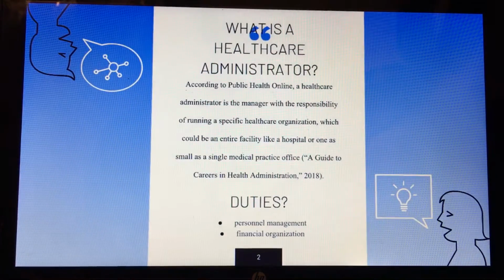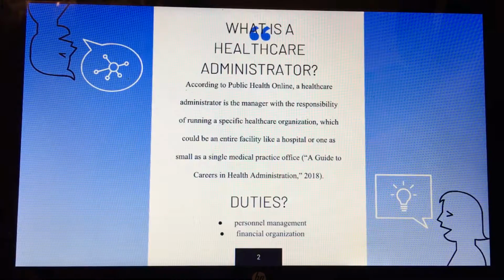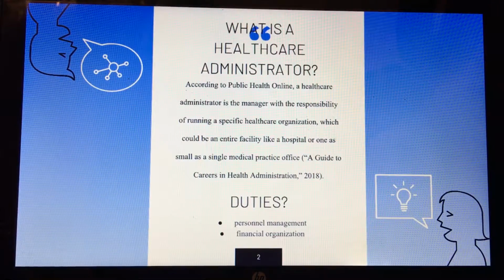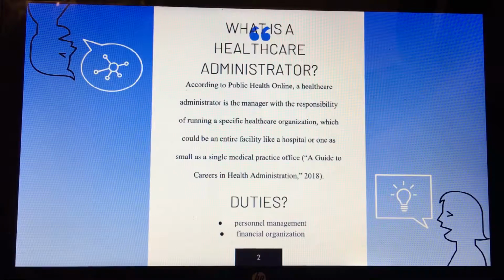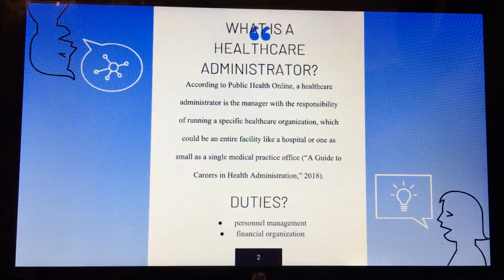What is a healthcare administrator? According to Public Health Online, a healthcare administrator is the manager with the responsibility of running a specific healthcare organization. So this could be something as large as an entire hospital, or as small as a single medical practice office, like a chiropractic office. Duties include personnel management and financial organization.